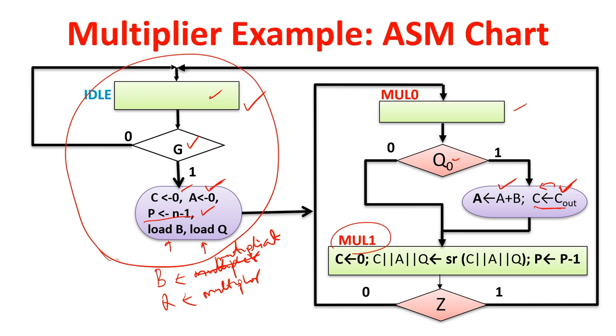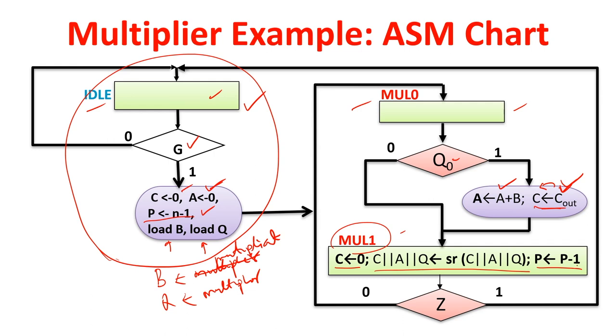So there are three states: idle state, mul 0 state and mul 1 state. In the mul 1 state it does the shifting, then the reduction of the counter. Particularly P is equal to P minus 1 and C is equal to 0. By default it adds with C equal to 0. And if in the earlier cycle it generated a C out, then C holds the earlier carry.